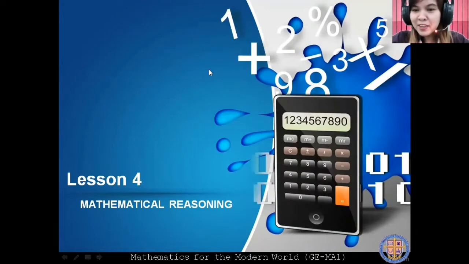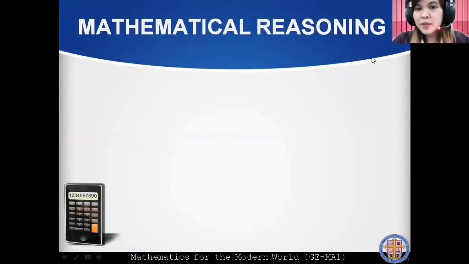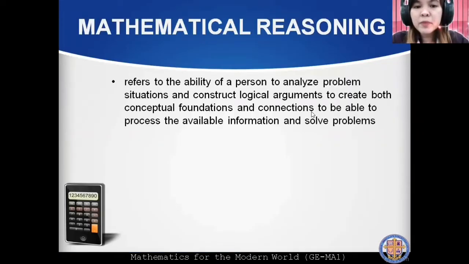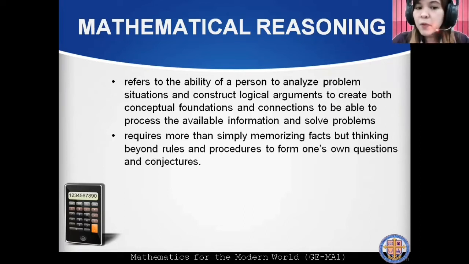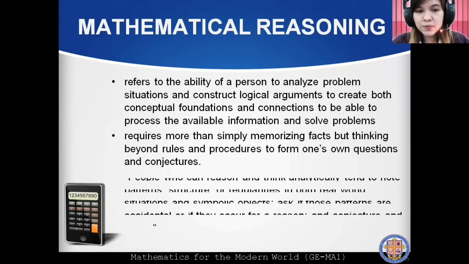4. Mathematical reasoning. Mathematical reasoning refers to the ability of a person to analyze problem situations and construct logical arguments to create both conceptual foundations and connections to be able to process the available information and solve problems. It requires more than simply memorizing facts, but thinking beyond rules and procedures to form one's own questions and conjectures.